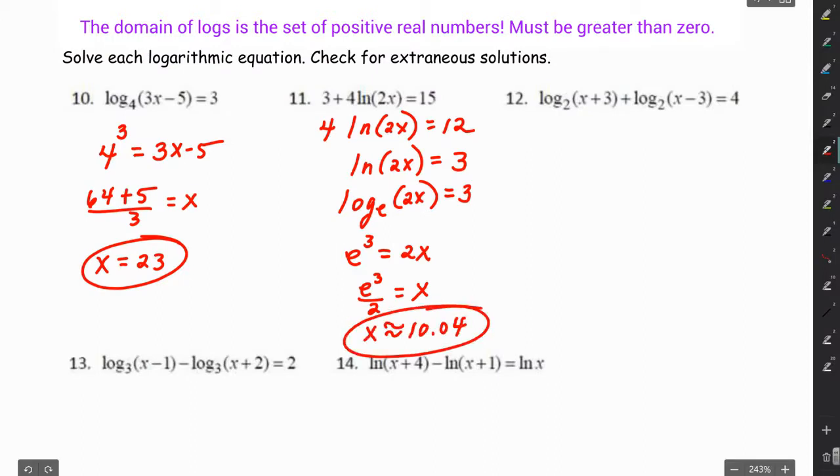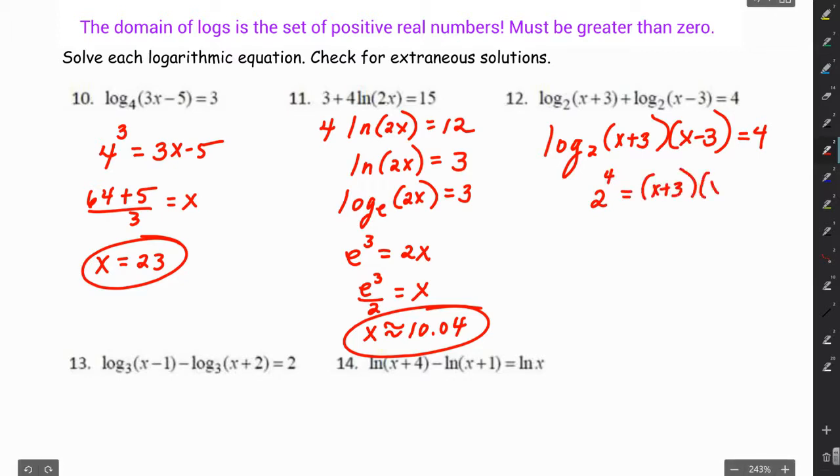That just looks a little nicer to me than e cubed over 2. Now for number 12, we have to get the logs condensed on the left side. We have addition between, so that means when we condense the log, it's going to be multiplication. Now we're going to put it in exponential form. Our base is 2, our exponent is 4, and our answer is x plus 3, x minus 3.